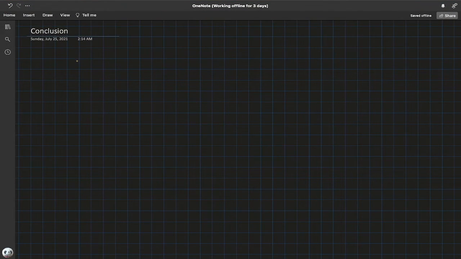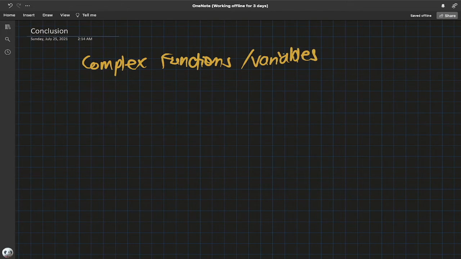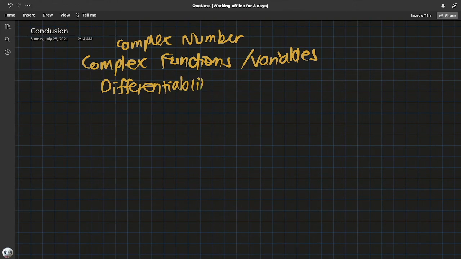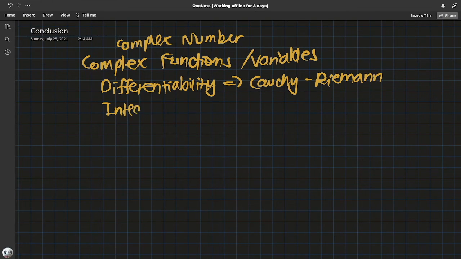So what did we do until now? Well, we discussed complex functions and variables, which was sort of trivial, assuming you know what complex numbers are. Then we discussed their differentiability rules. And that gave us the Cauchy-Riemann conditions. If you remember, we discussed their integration.